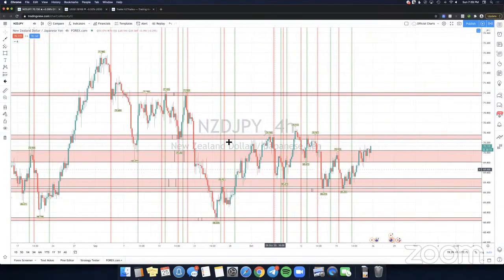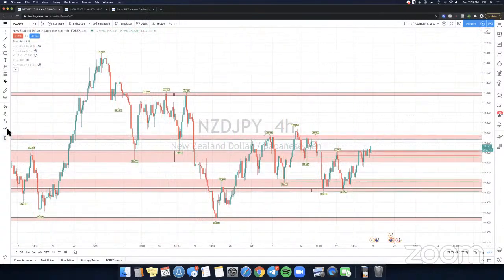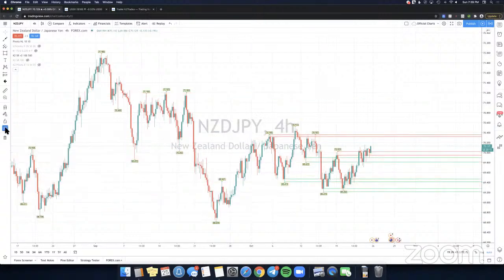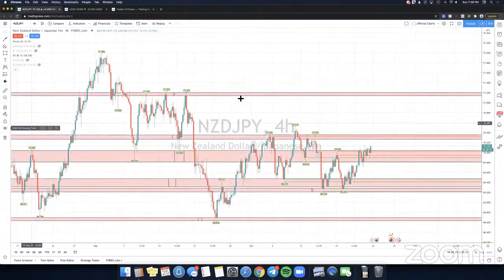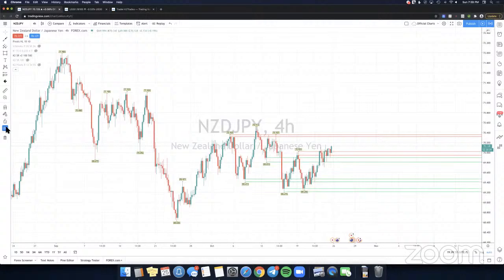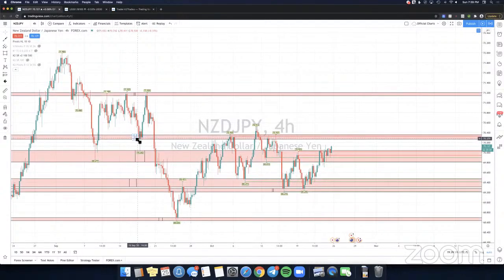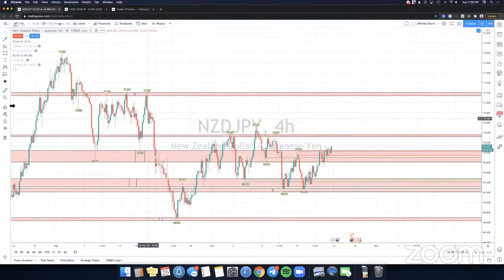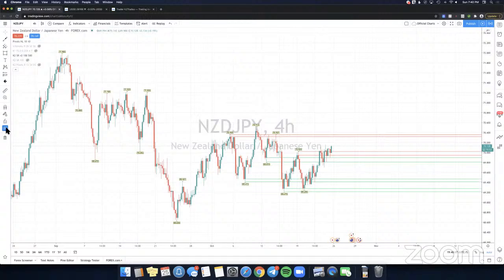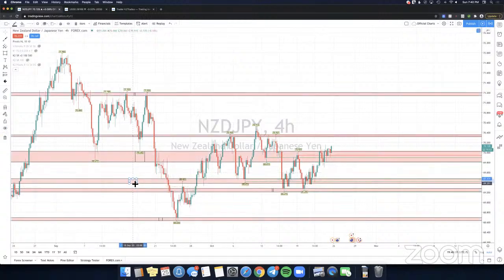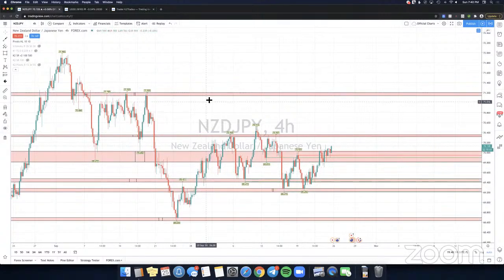So right here for NZD/JPY, I'm going to make sure that the zones line up. They actually line up pretty nice right here with the zones from last week. The only difference is this zone got smaller. Put that right there. Looks like this zone got a little smaller too, and this one as well. Other than that, it looks pretty much the same.